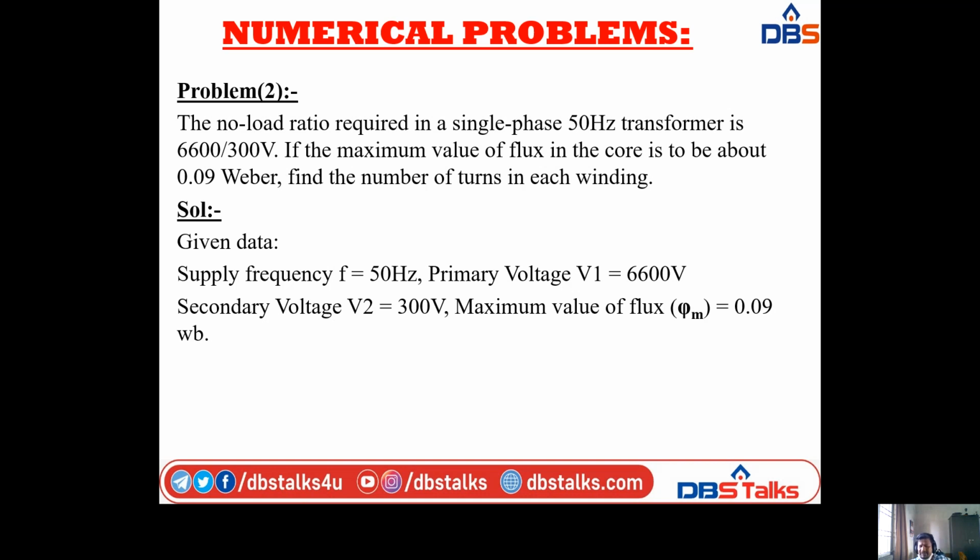That means we have to determine N1 and N2 with the help of the transformation ratio, or the help of the EMF equation. So given data: supply frequency f is equal to 50 Hz, primary voltage V1 is equal to 6600 volts, secondary voltage V2 is equal to 300 volts, maximum value of flux phi m is equal to 0.09 Weber.